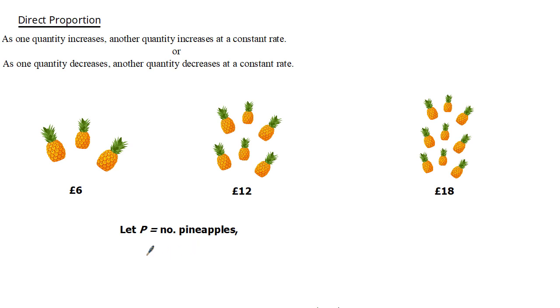So say we let P be equal to the number of pineapples and C be equal to the cost in pounds, then the formula that we could use to describe the relationship between these variables is that C is equal to 2 times P. In this example, the cost in pounds is also directly proportional to the number of pineapples.